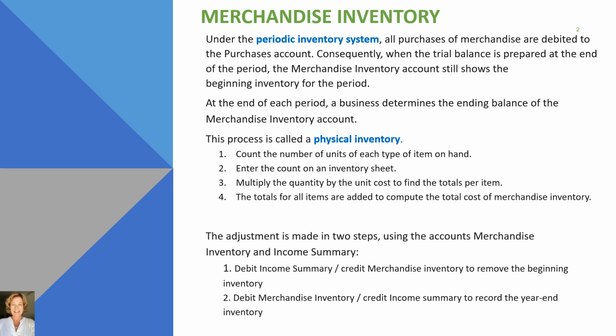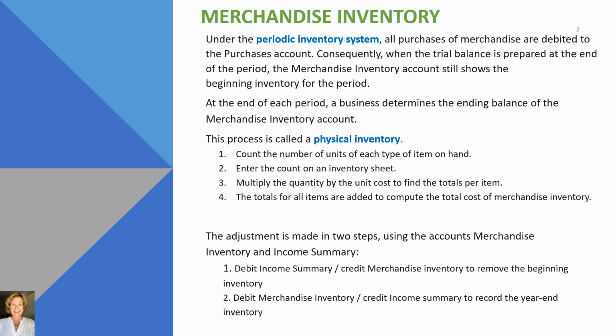The entire process of counting and valuing the inventory might sound easy, but it can be quite complicated. The totals for all items are added to compute the total cost of merchandise inventory. The inventory adjustment is made in two steps using the accounts merchandise inventory and income summary.